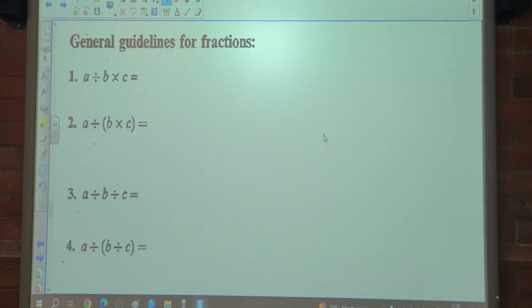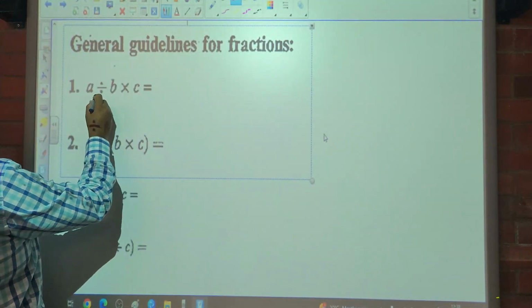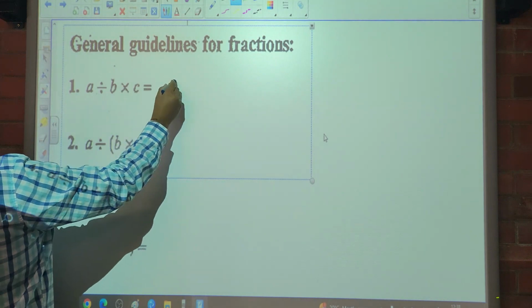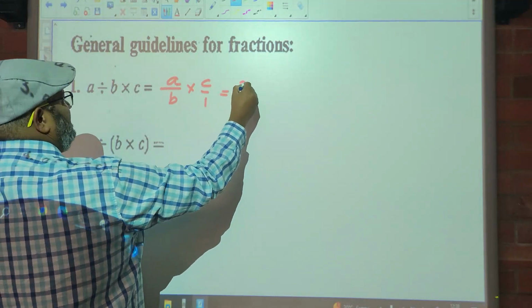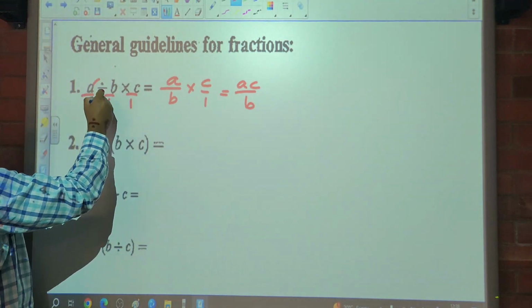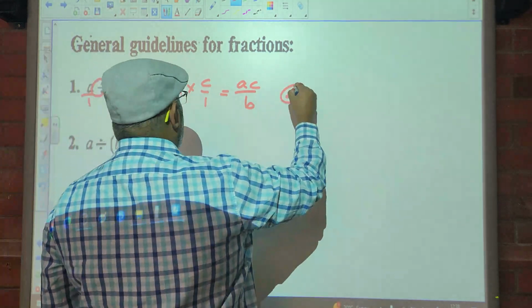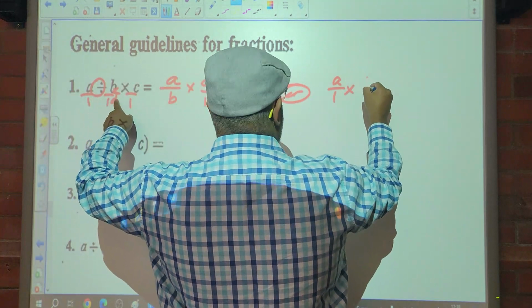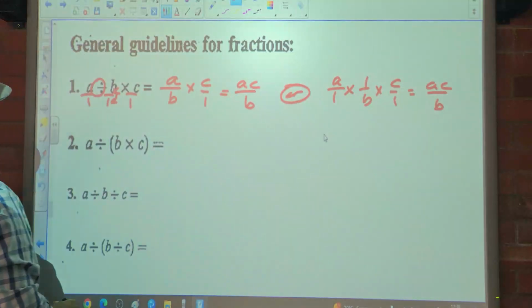Okay, here's some general guidelines for fractions. Okay, the first one, we've got a divided by b times c. So this can be written as a over b times c over 1, which is ac over b. Remember, this is over 1. That we change to multiplication, we tumble and times. So we could have done it like that, or we could have said a over 1 times 1 over b times c over 1, which is ac over b. Either or, you'll get the full multiplication.